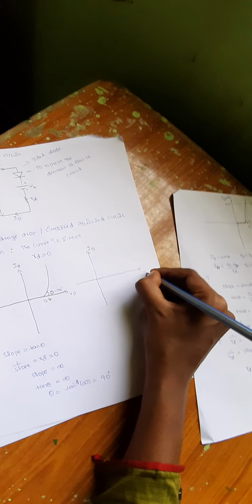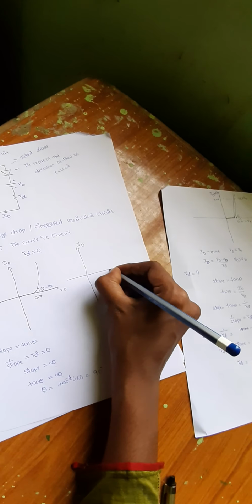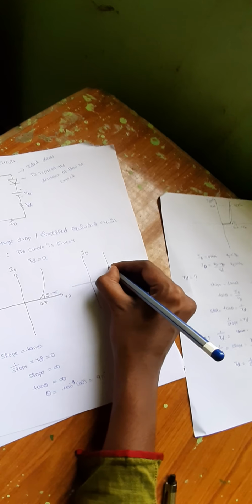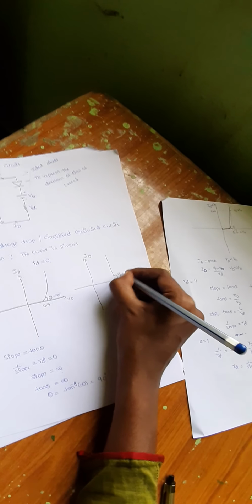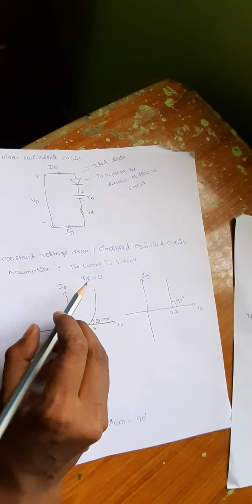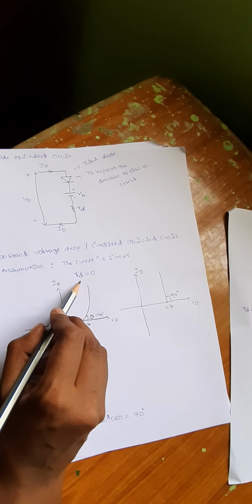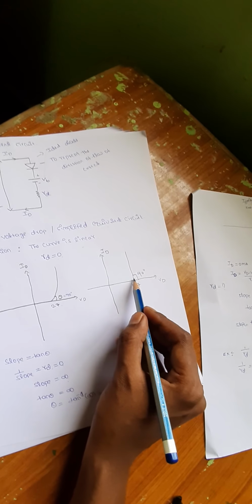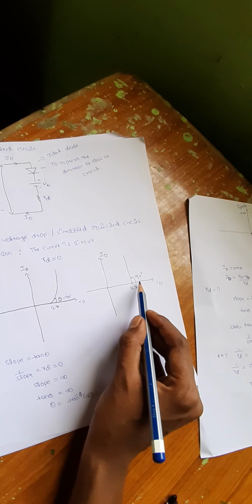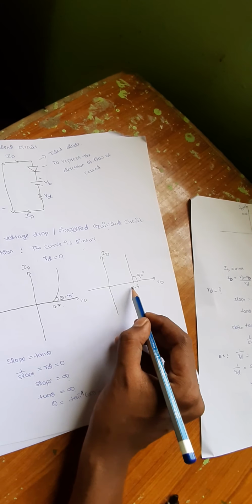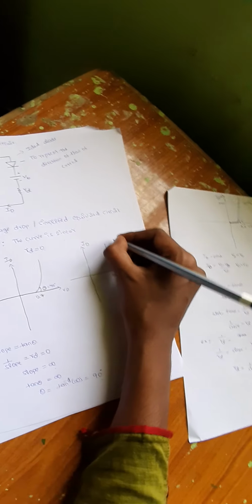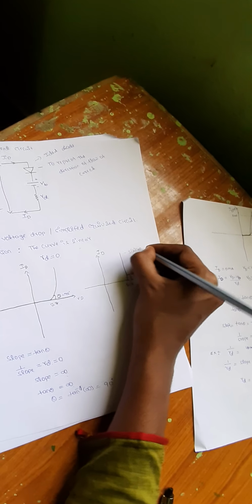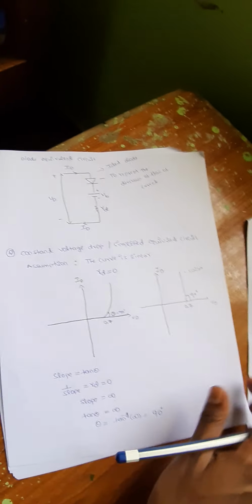this, with ID and VD. So here it is 90 degrees, right? Why we chose this: here it is 0.7. Here we do not assume that VB is equal to 0. We assume only that the curve is linear and RD is equal to 0. Then we get the theta value as 90 degrees. So VB is 0.7 for silicon. So the curve is like this, for the constant voltage drop simplified equivalent circuit.